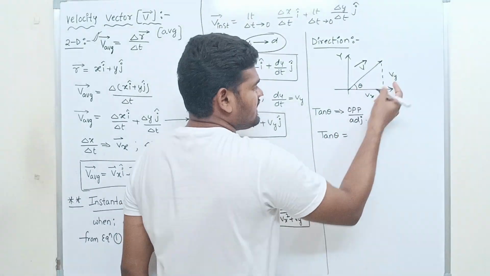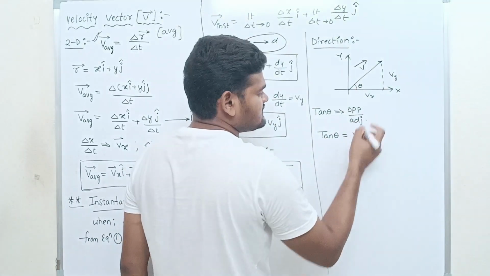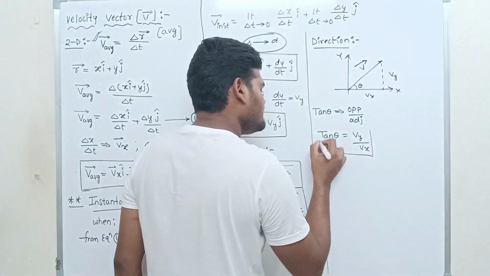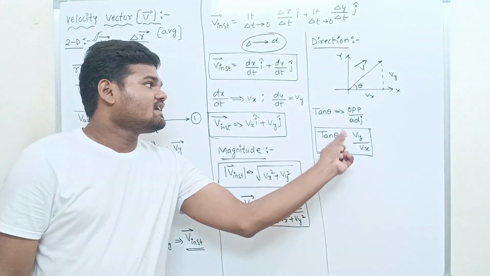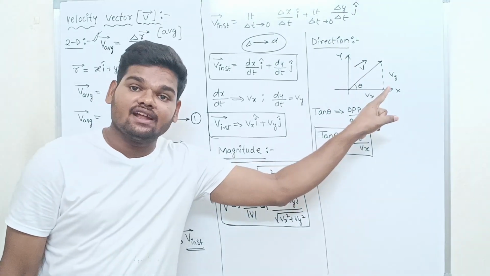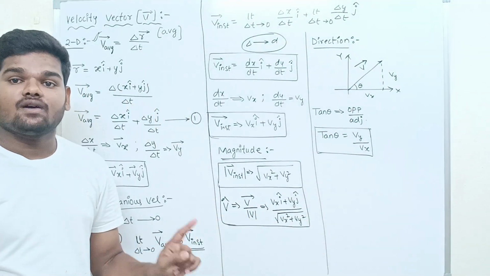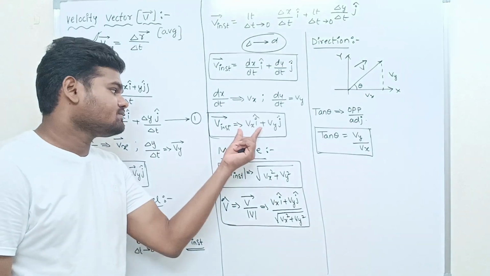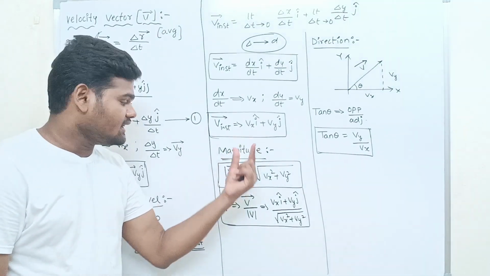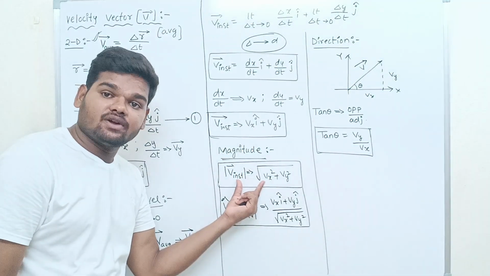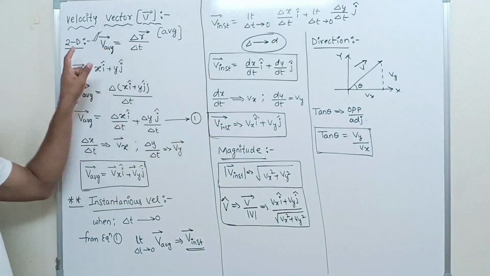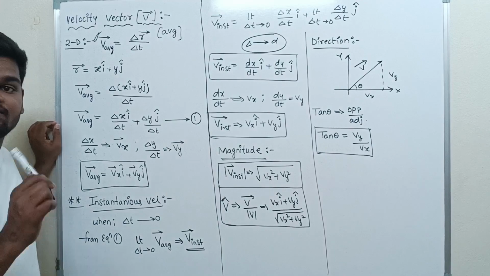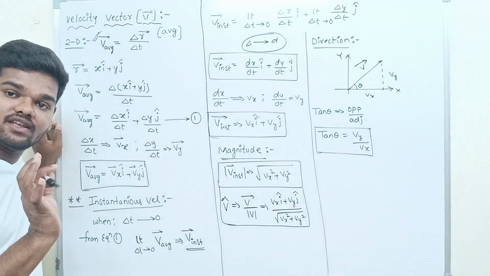So what is the opposite side? Vy. What is the adjacent side? Vx. So tan theta is equal to what? Vy by Vx. So this gives the direction of the resultant vector in a two-dimensional coordinate system. This is the vector form of velocity. This is the magnitude of the velocity, and this is the direction of the velocity in a two-dimensional coordinate system. Is it clear?